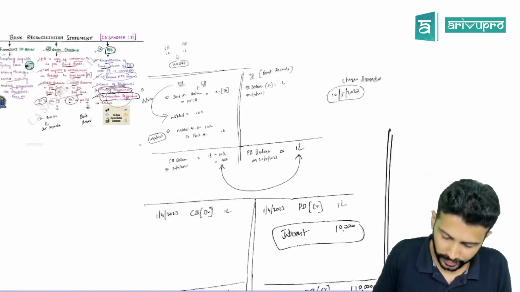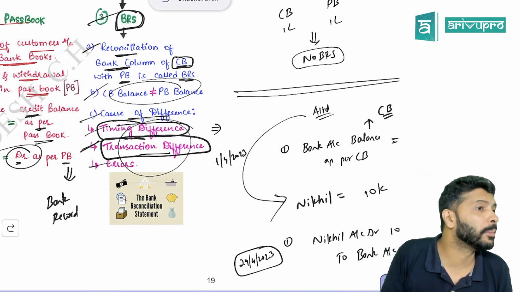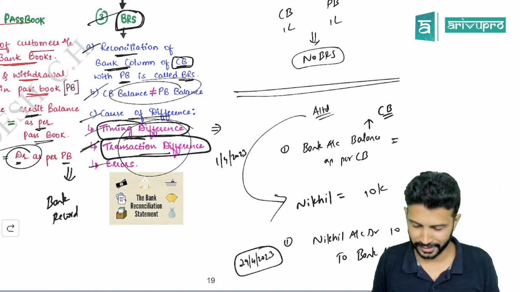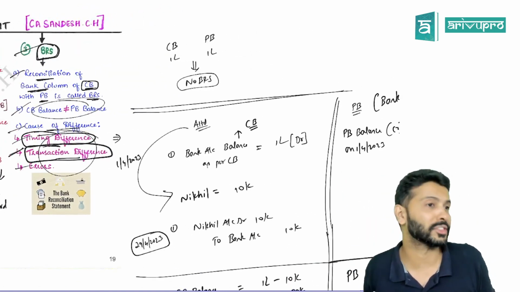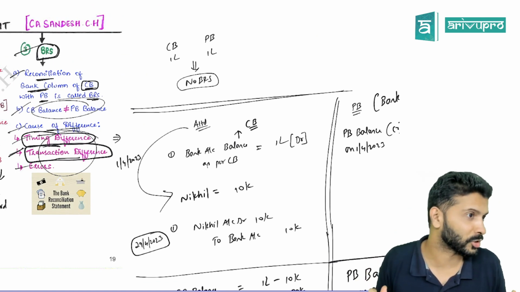Alright, next one. Last is what? Errors. Errors could be available in cash book or it will be in passbook. You know, recently some bank gave heart attack to one person. They deposited, I think, 500 crores into his account. 500 crores or 1,000 crores, I'm not sure. By mistake.